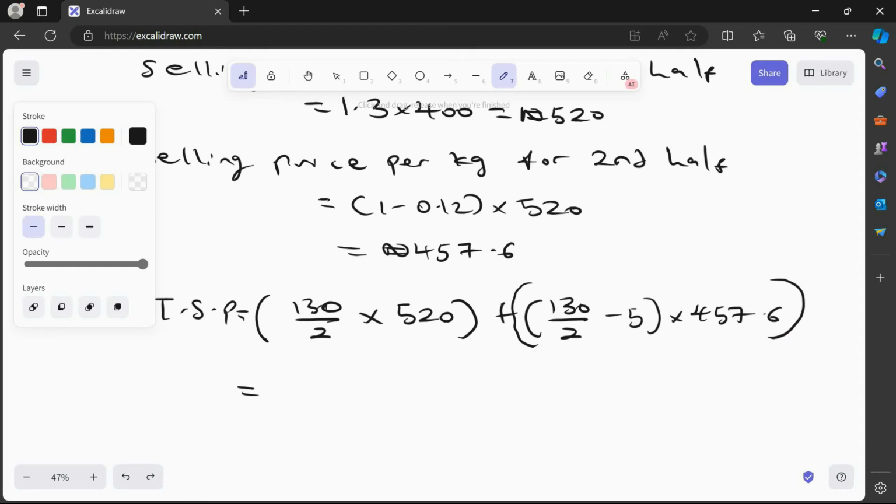So let's take the first half and see. 130 divided by 2 times 520 gave me 33,800, plus 130 divided by 2, that's 65. If I remove 5 from it, the 5 kg that she threw away, that's 60. And I multiply by 457.6. That will give me 27,456. So if I add both of them together, it gave me 61,256 naira. So this is the total selling price for everything she sold.